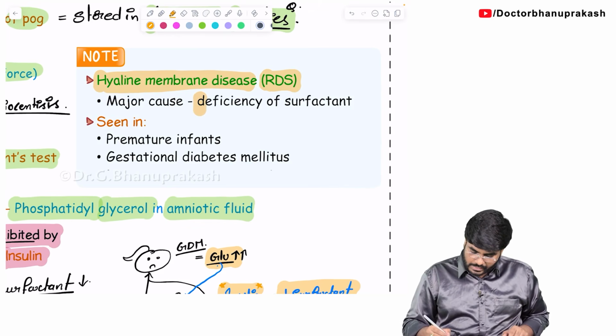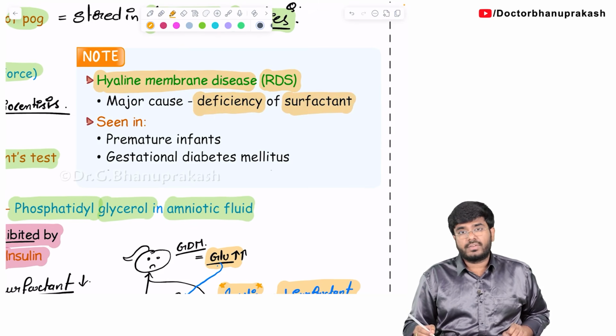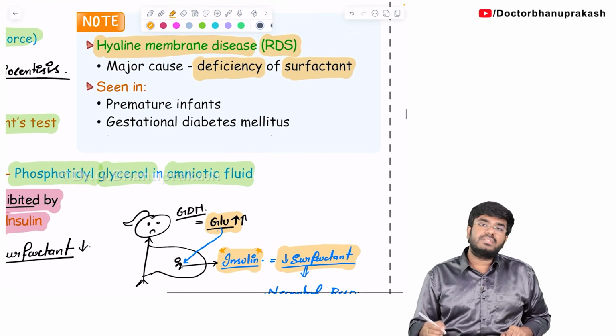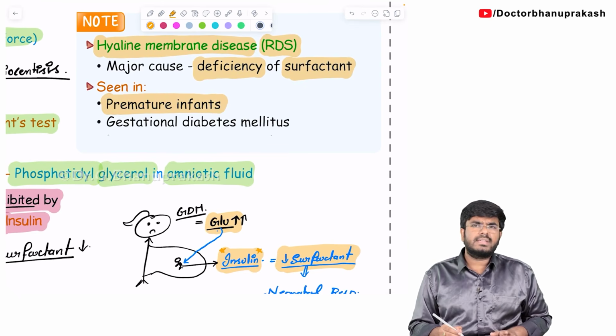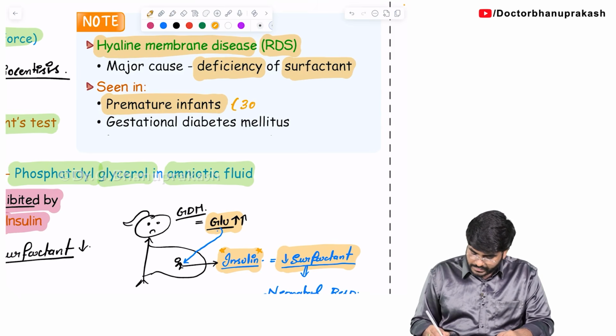What is the major cause? I have told you the major cause is deficiency of what? Deficiency of surfactant. Surfactant is not there. And what is the hormone responsible for this? The hormone responsible for neonatal respiratory distress syndrome is insulin. Never forget. Now, NRDS or respiratory distress syndrome is seen in premature infants, the babies who are born, let's say, at 30 weeks of period of gestation.